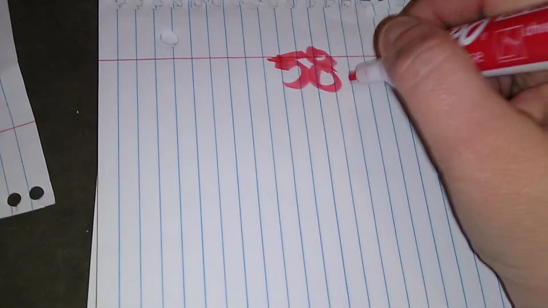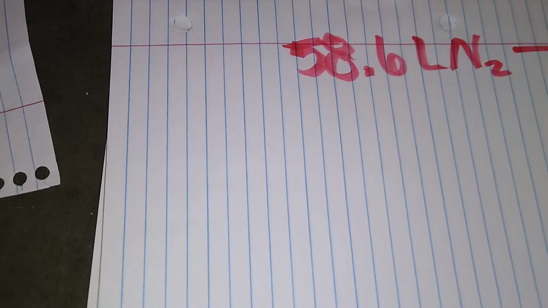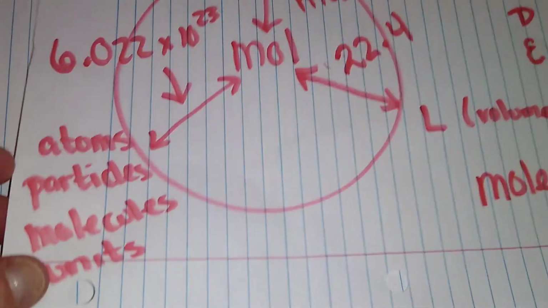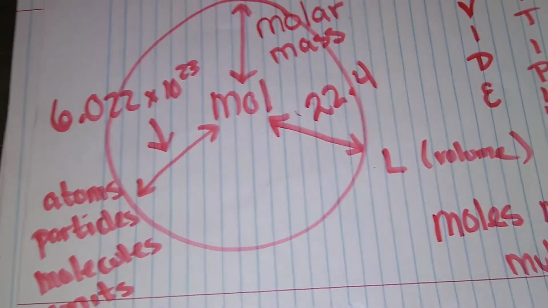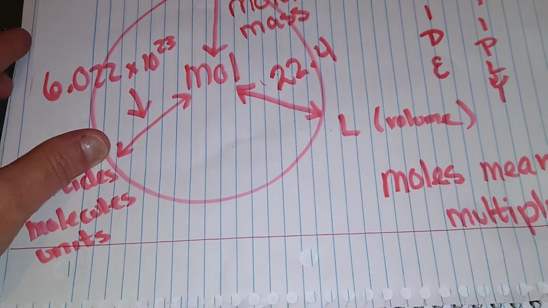So we need to put down what we have, and we're going to put down what we want. So we were given 58.6 liters of nitrogen gas, and we want to know how many moles. Okay, so again, like I said, when we have moles, we multiply. So in this case, were we given moles? No. So we are going to do the opposite.